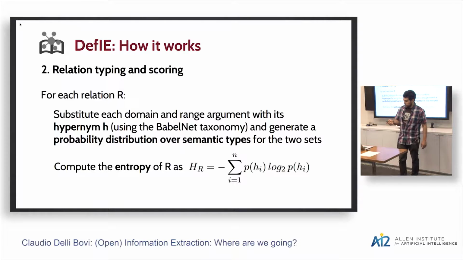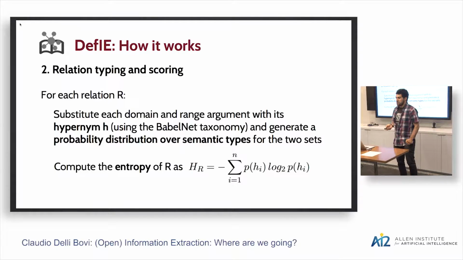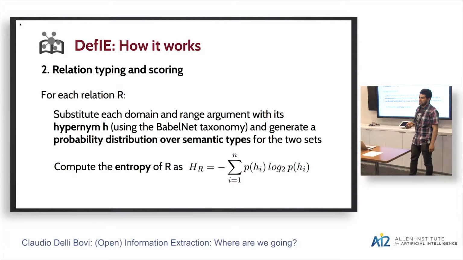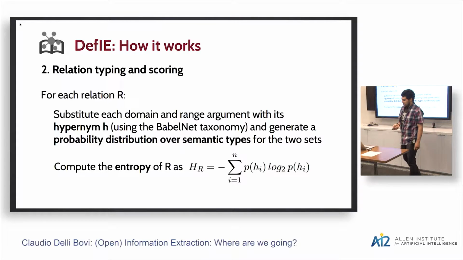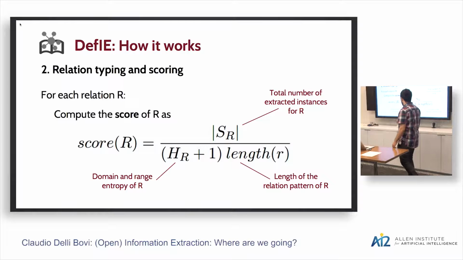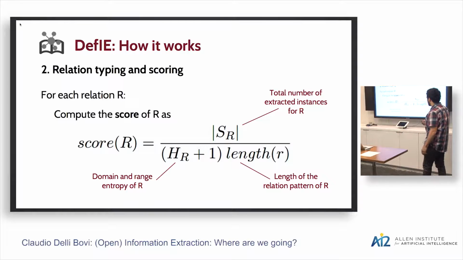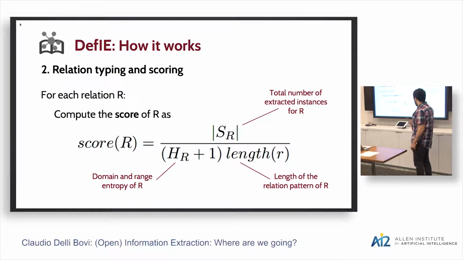This is actually not always true. You may have very general relations like X is a Y or X is part of Y, in which domain and range are necessarily high entropy sets. In fact, we devised an empirical measure to score relations in which you consider domain and range entropy, but also other things. Obviously, the total number of extracted instances.